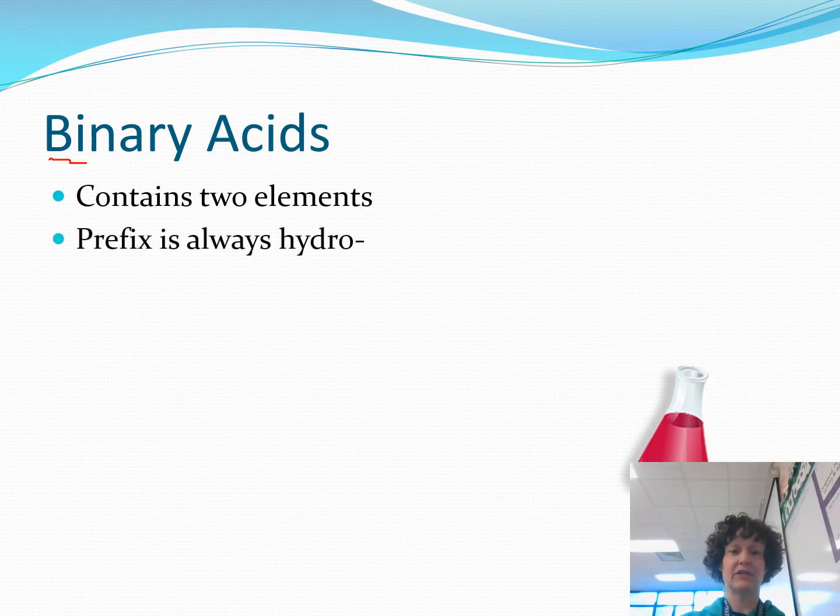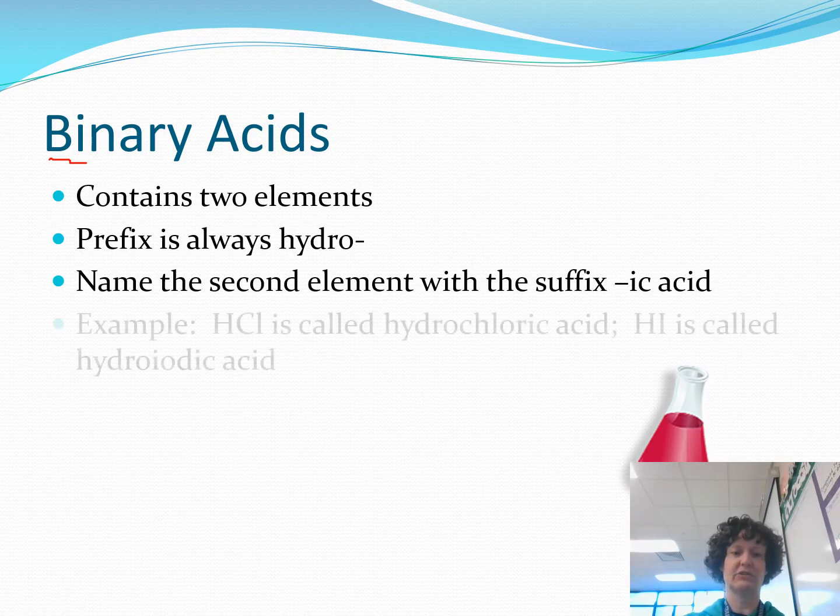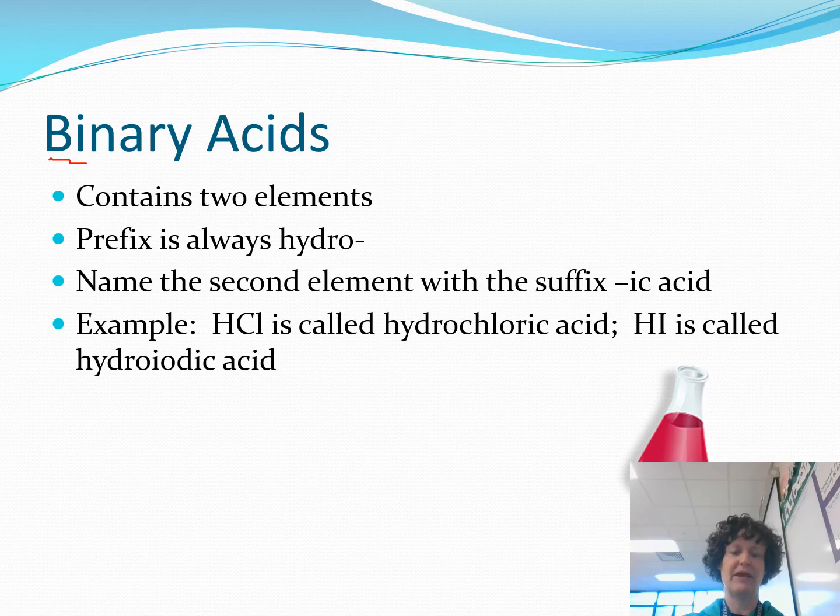The prefix for a binary acid is always going to be hydro. Remember, prefixes come at the beginning of the name. Then you're going to name the second element that's in your compound, and then you're going to add the suffix ic acid. So you have to chop the ending off and replace that with ic acid. Let's look at an example. This one may be one that you're familiar with. HCl. That one is called hydrochloric acid.